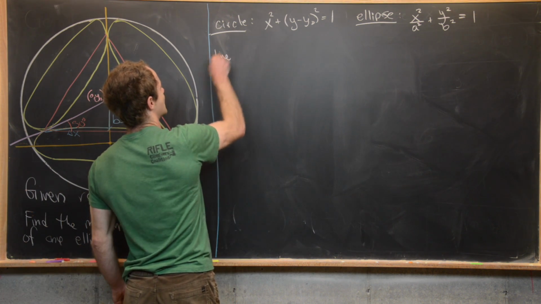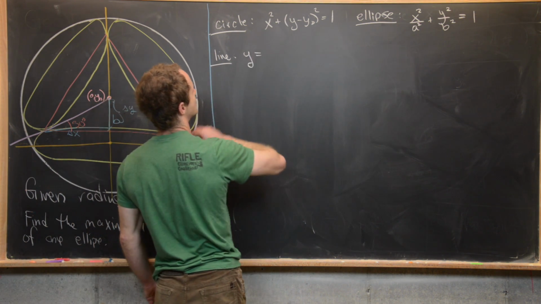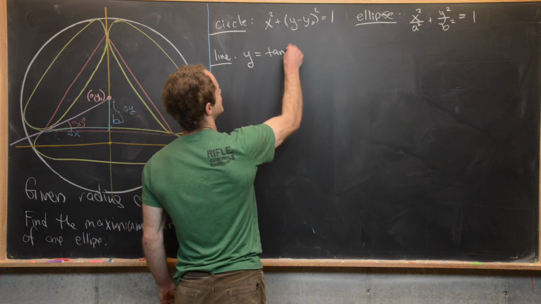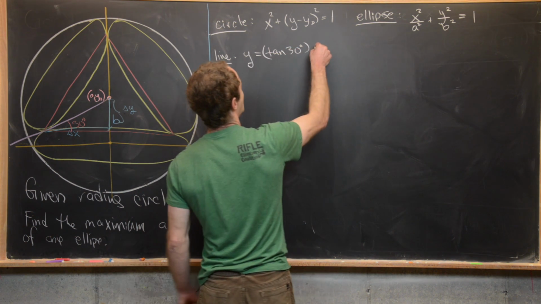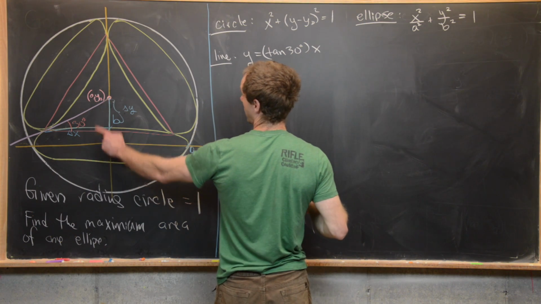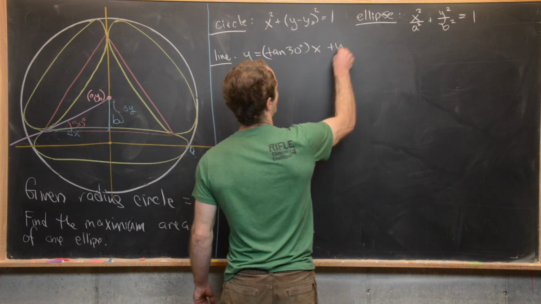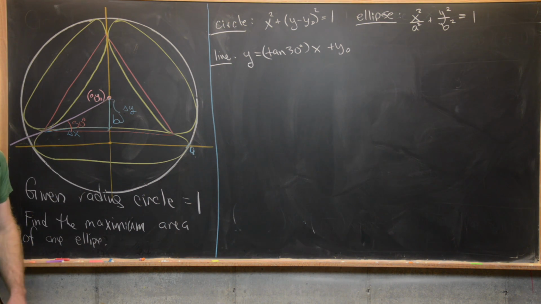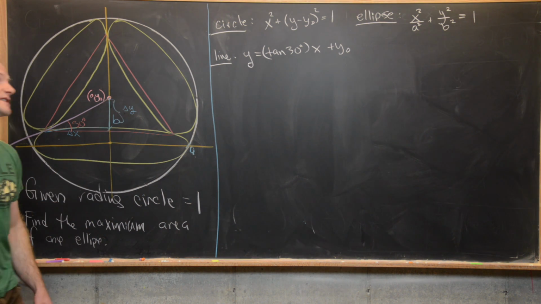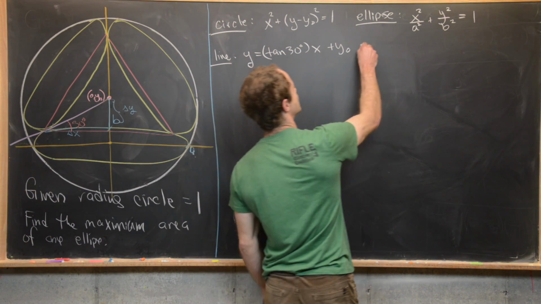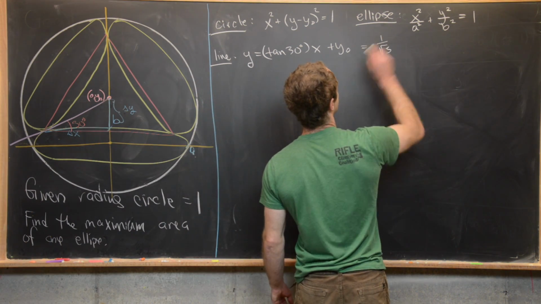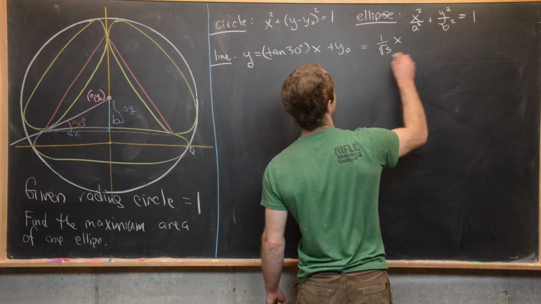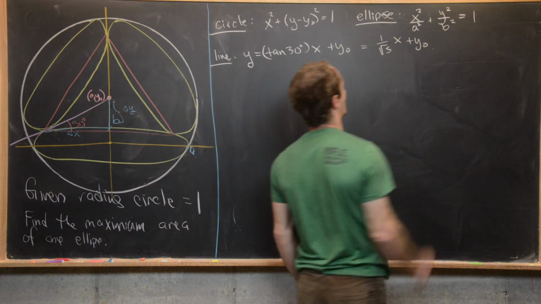So this line that we have has equation y equals tangent 30 degrees times x, plus this y-intercept, which is y naught. Good. And that's by the discussion that we made over here. But tangent of 30 degrees is a commonly known value. That's going to be 1 over the square root of 3. So this is y equals 1 over the square root of 3 times x plus y naught.